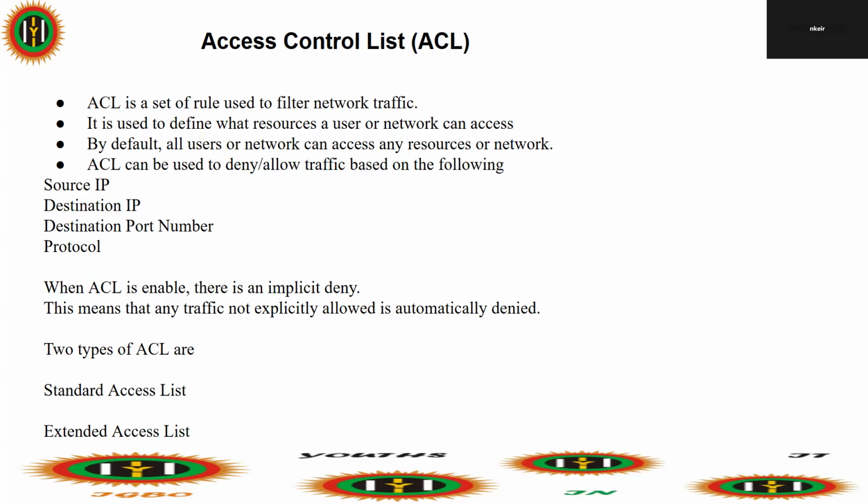By default, all users on a network can access any resources on the network, as you have seen over time. All the designs we've been doing, all the topologies we've been building, once there is proper routing and proper IP addressing, you see everybody is communicating. So by default, everybody will communicate. This is on a router.